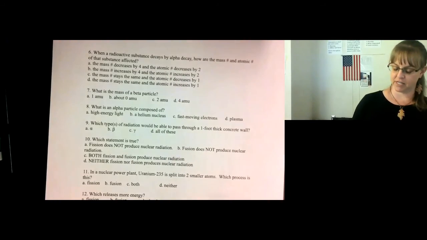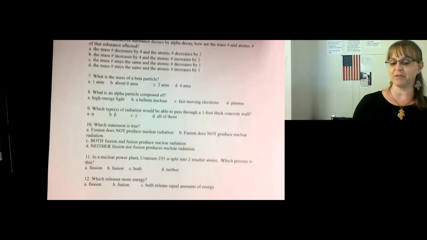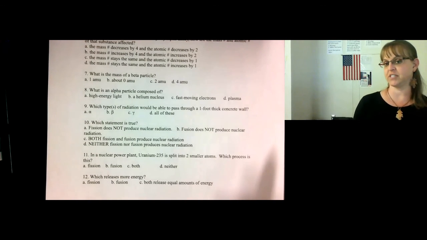Use your notes to figure out number 6 through 12. I think you'll be able to find all of those answers in your notes if you'll read them carefully.